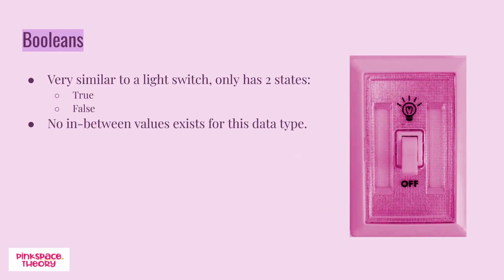Now, Booleans are very similar to how a light switch works. They're either on or off. Those are the two states that a light switch can have, and in the same way, a Boolean can either be true or false. There are no half-truths nor partial falses. It's either true or false. Those are the only two values it can have.